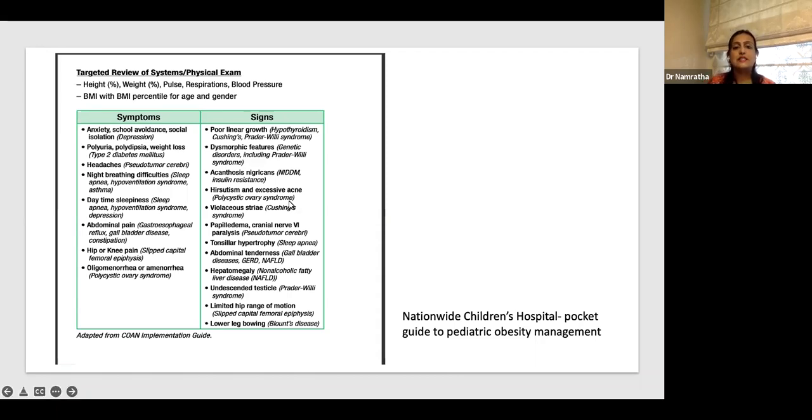Dysmorphic features, usually in the setting of developmental delay, in a younger child less than 5 years of age, should always prompt us to think along the lines of a genetic form of obesity. Acanthosis nigricans and hirsutism could be common clinical manifestations of nutritional obesity. We also need to look for any abdominal tenderness, hepatomegaly, and limited hip range of motion. This may not be apparent, but it needs to be looked for in every obese child that comes to our OPD.